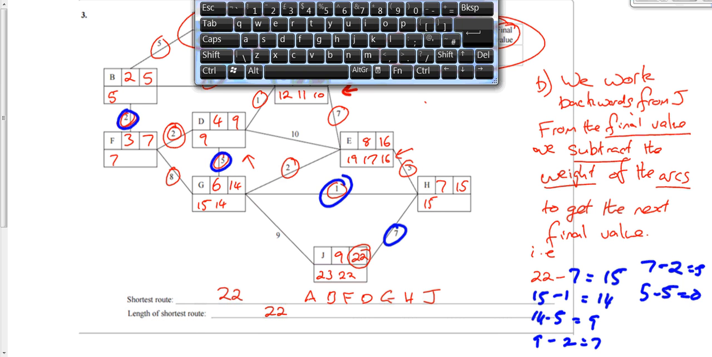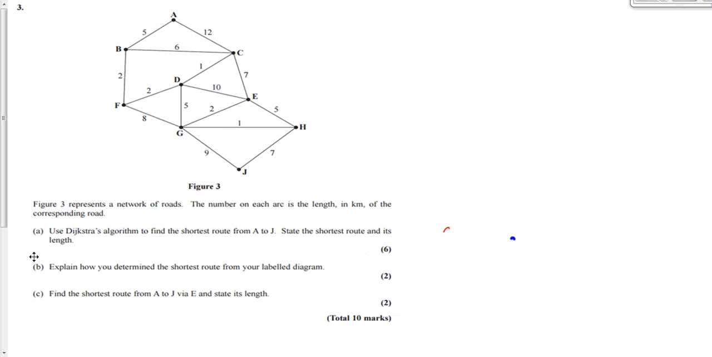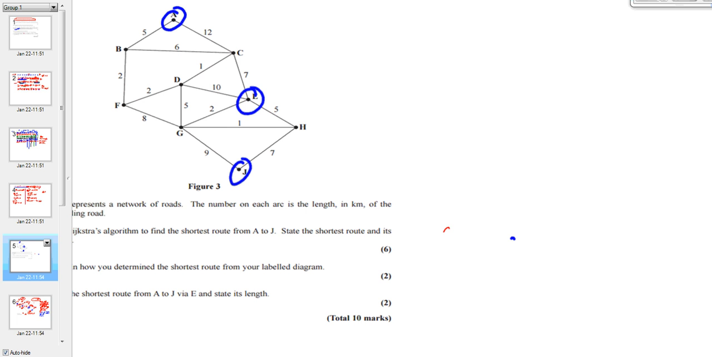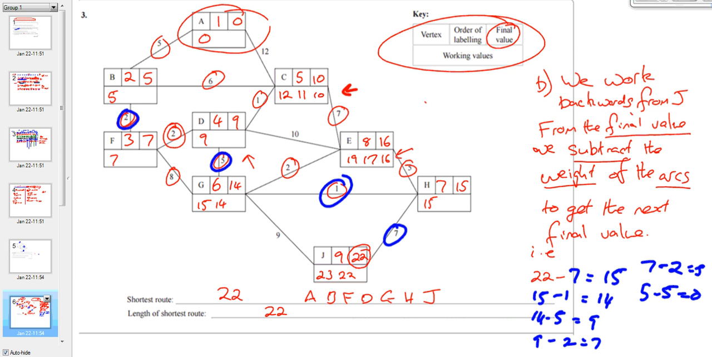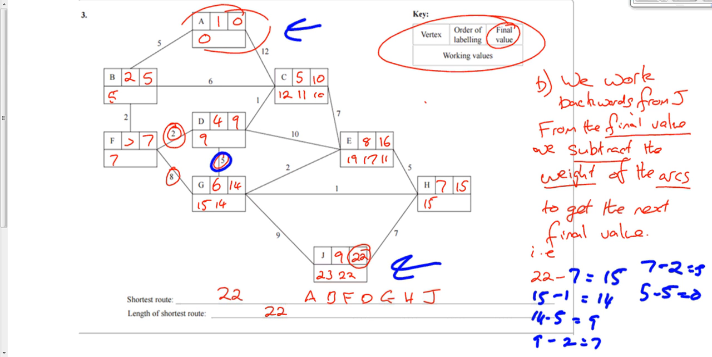The next question asked us to find the shortest route from A to J, but via E. So we've got to go to E first. So if we go back to this, let's get rid of a bunch of stuff that we don't need. Right, now we've got to get from A down to J, but we've got to go via E here.